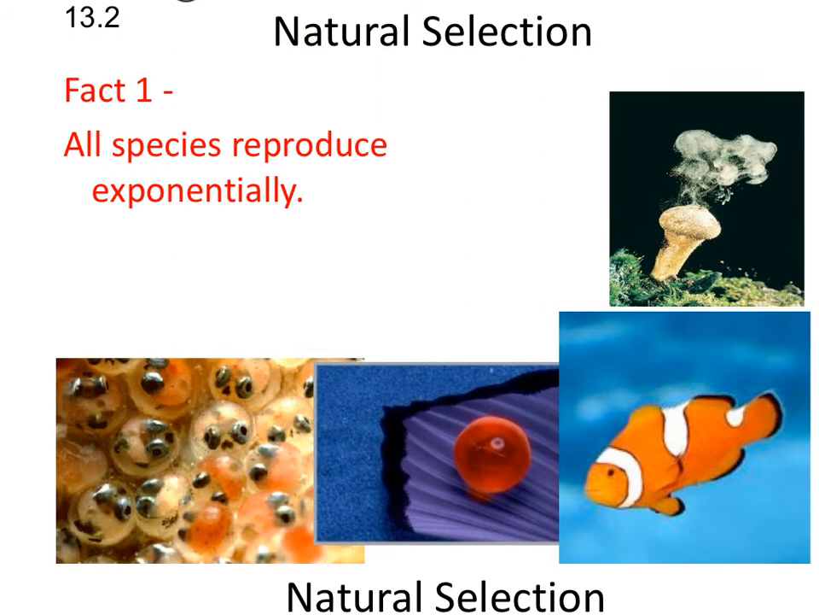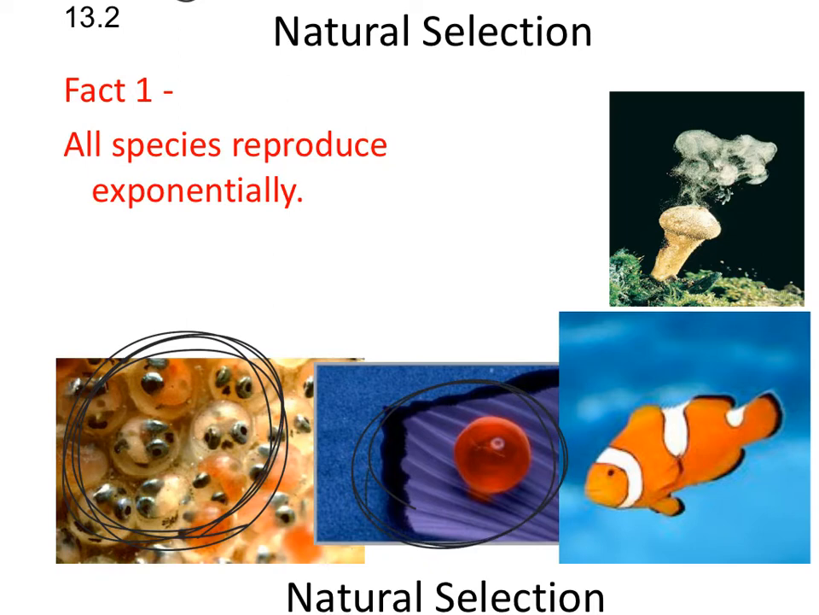So fact 1 is that all species reproduce exponentially, meaning they have way more babies than could ever survive. Hopefully, you've seen one of my favorite movies, Finding Nemo, but I feel like Finding Nemo pretty much perfectly exemplifies this. Nemo's dad and Nemo's mom had a ton of babies at the beginning of the movie. They laid all those eggs. They were watching those eggs. Along comes a predator, and there's so many more babies than will ever survive. The predator eats a lot of the babies, and only one little baby survives.